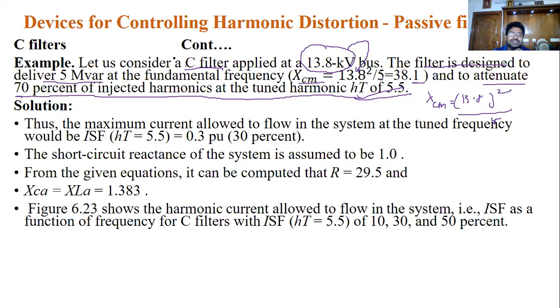Now see the solution, very simple solution. Do not be confused, this is a very simple solution. The maximum current allowed to flow into the system at the attenuating frequency would be, when you attenuate with these capacitor filters. What does this filter do? It can filter the harmonics.